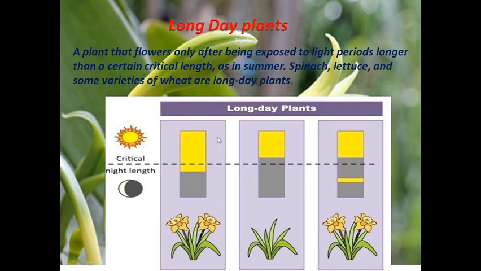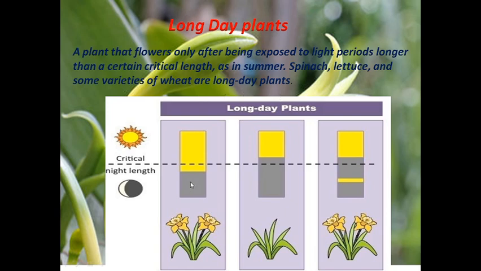So what we conclude from this: the long day plants, a plant that flowers only after being exposed to light periods longer than a certain critical length, means the light period or the day is longer than the critical day length or critical photoperiod, as in the summer. For example, spinach, lettuce and some varieties of wheat are long day plants.